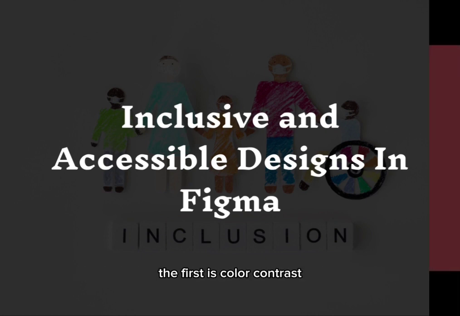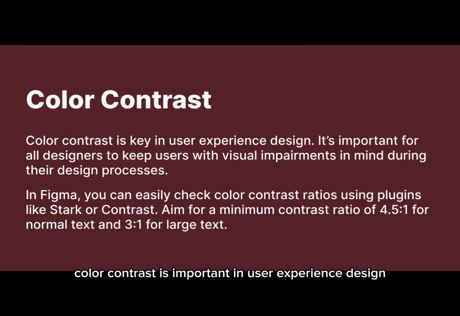The first is color contrast. Color contrast is important in user experience design. It aids accessibility and inclusiveness among all users, including users with visual impairment. Minimum contrast ratio for small text is 4.5:1, while that of large text is 3:1. There are several plugins you can check this with. You can use Stark or Contrast on Figma.